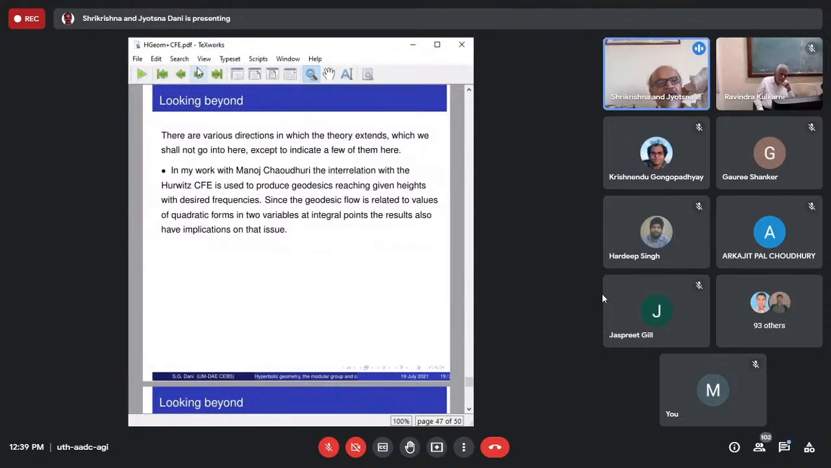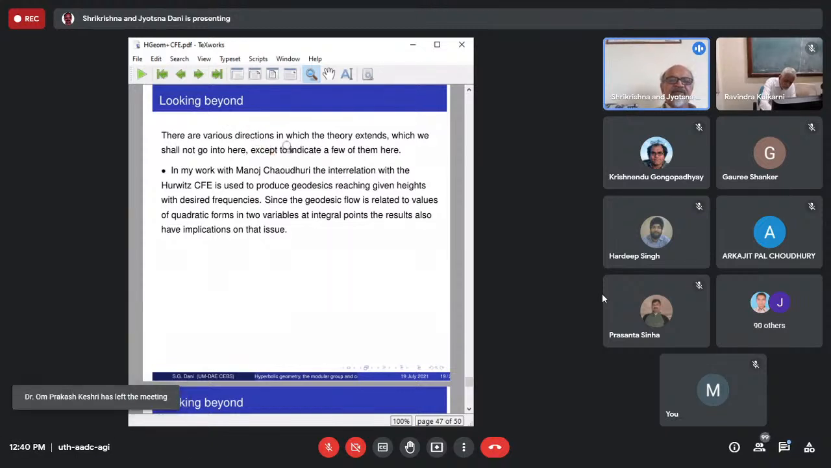In my work with Manoj Chaudhary, the Hurwitz continued fraction expansion is used to produce geodesics reaching a given height. If you think of reaching a height, with what frequency do you want it to go there? With a certain control on the continued fraction expansion that you choose, you can have the desired control on how frequently the geodesic trajectory will visit a part above a certain height in that set F. The reason we're interested in this quantitative relation is that the geodesic flow is also related to the values of quadratic forms.